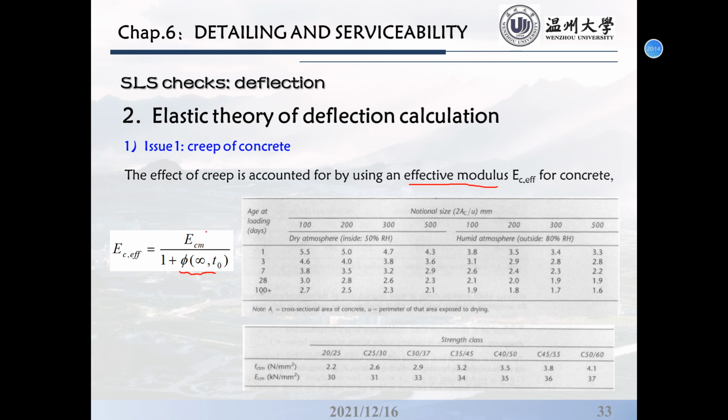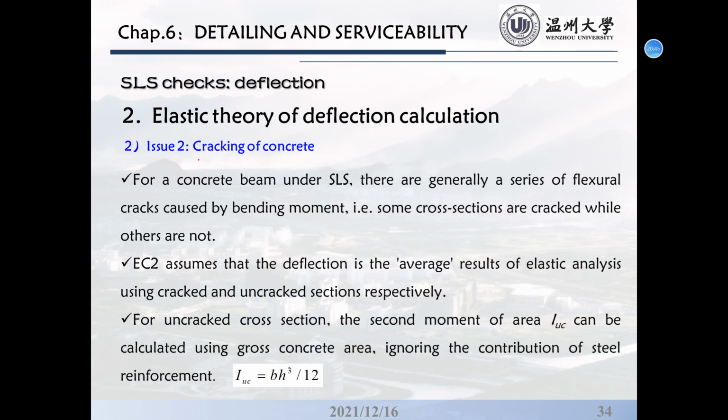This is creep coefficient. We can check from these tables, and this one is the modulus of the concrete, and this is the time, and this is the atmosphere or the environment, humidity. So the different values we can choose, and substitute the values in that. We can consider the effective modulus. For this one, we considered creep effect, and another is a cracking effect.